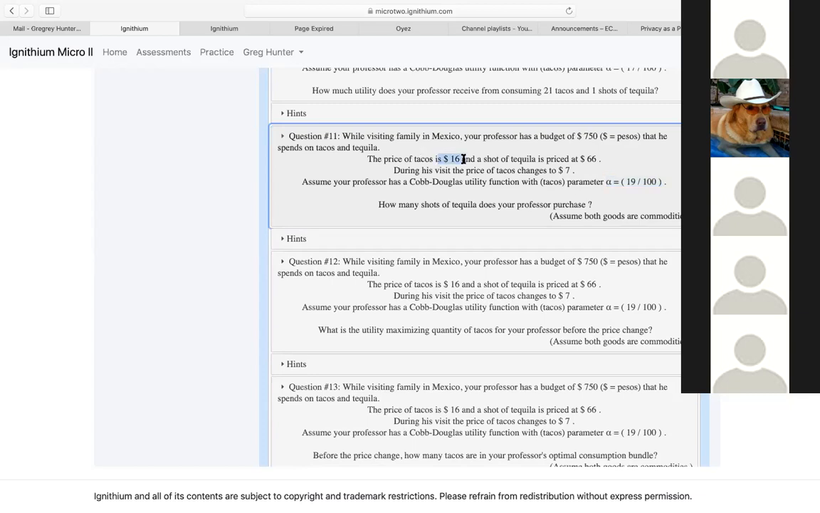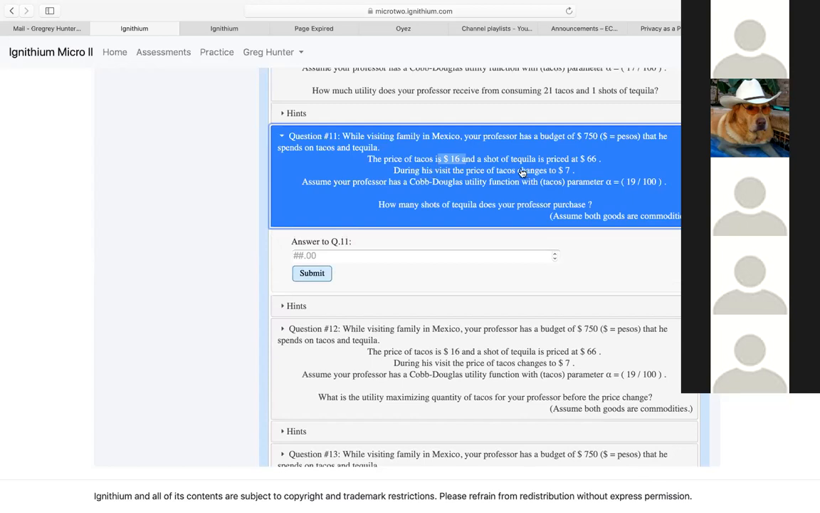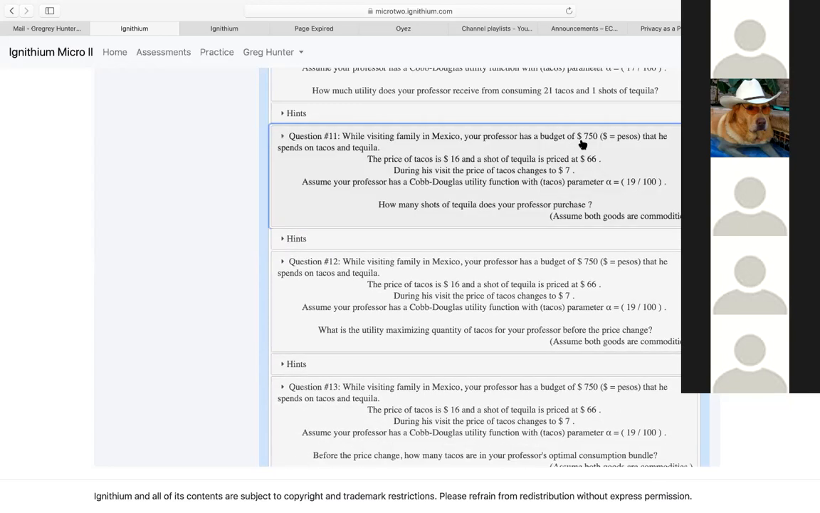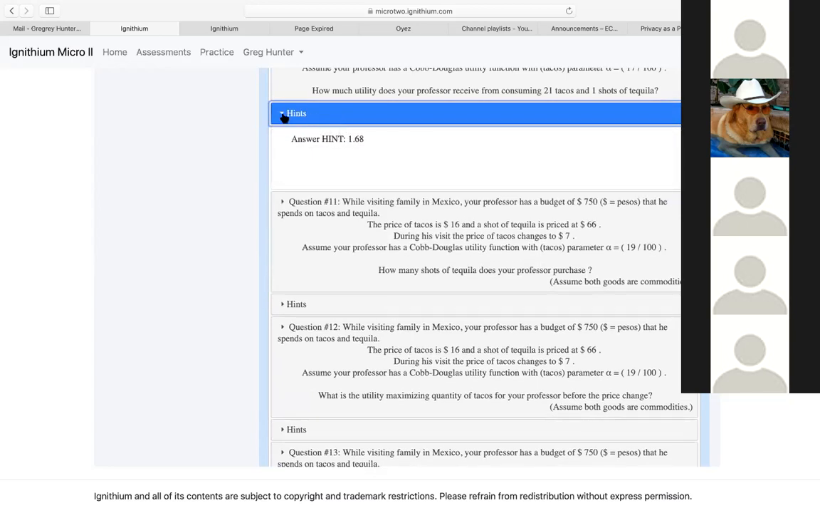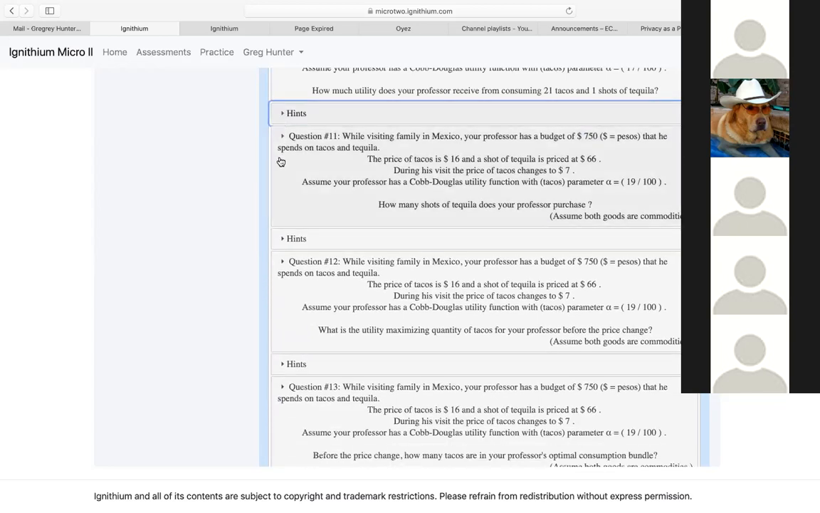I mean, you'll know the price of tacos and tequila, but you might not know what a family's budget for their vacation is, or a person's budget for their vacation. I mean, I just got back from Mammoth last Thursday, Friday, and I had a budget in mind for my vacation.